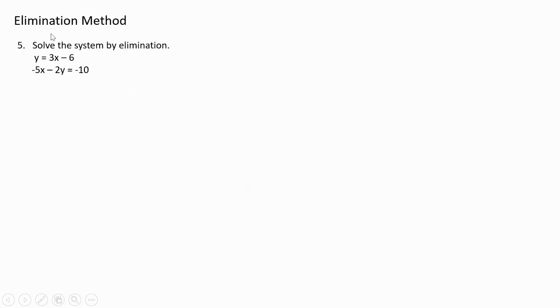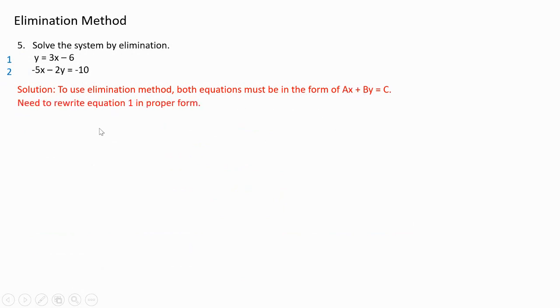Now let's do the very same one, but let's solve it by using the elimination method. Okay. So for the elimination method, we have to put both equations in the form of ax plus by equals c. For example, equation 2 is already in this form, right? You have the x and the y equal to a constant. But equation 1, we need to place it in this form. Okay. So let's do it then. We need to rewrite equation 1 in proper form.